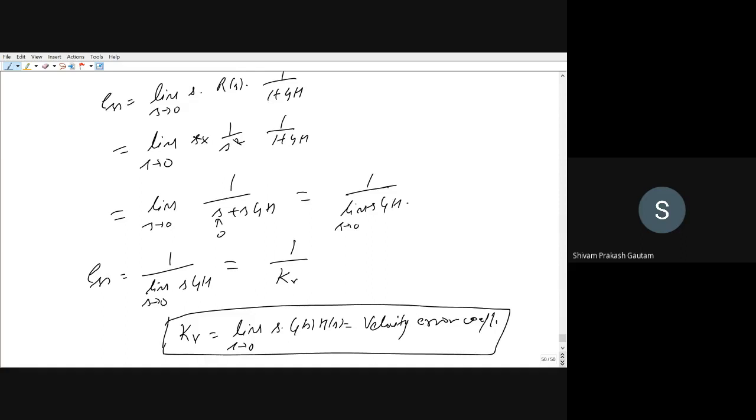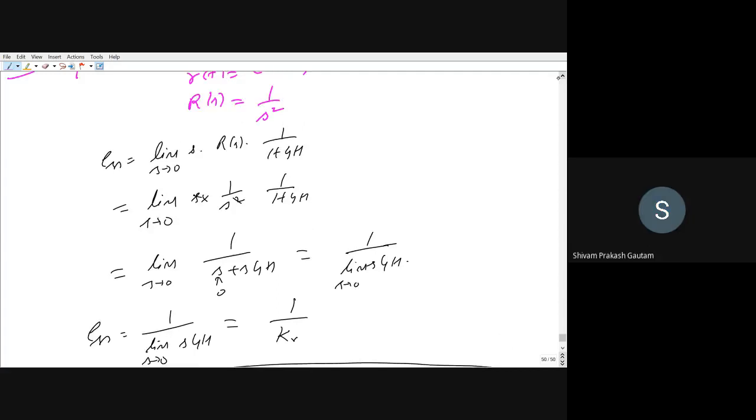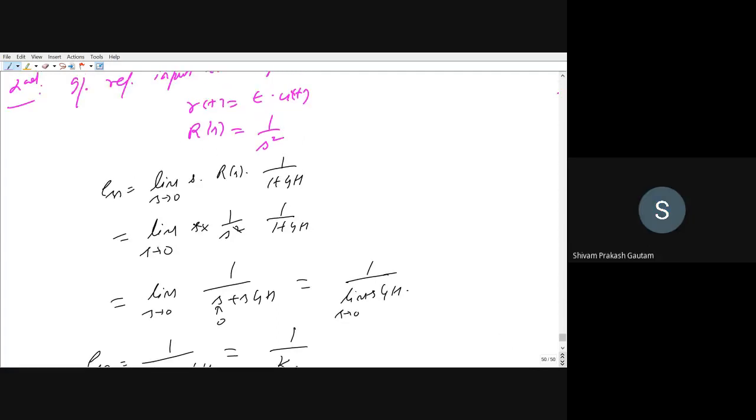Is it okay? Can you explain about velocity error coefficient, how it is used? Okay. You can see here, whenever you are having a ramp as an input and you want to calculate the error, that is steady state error, you can calculate that steady state error by velocity error coefficient, that is KV.